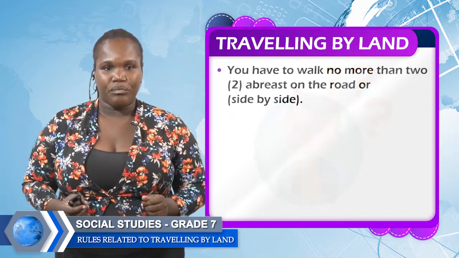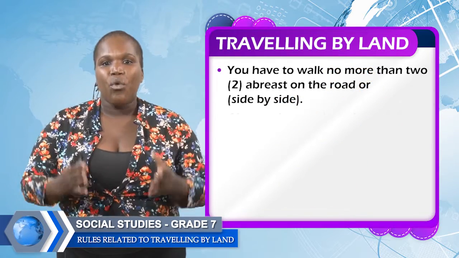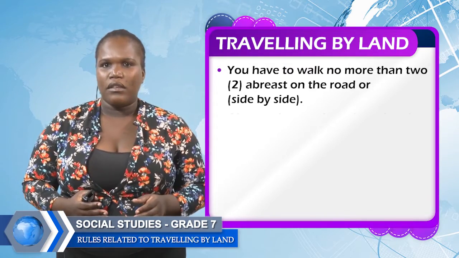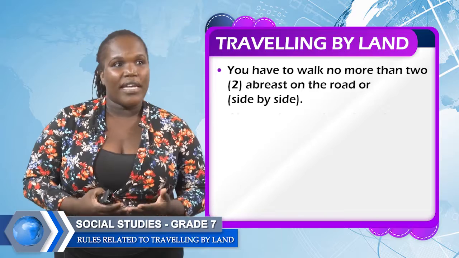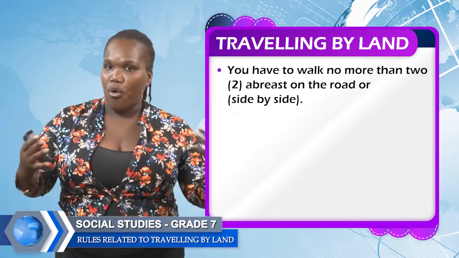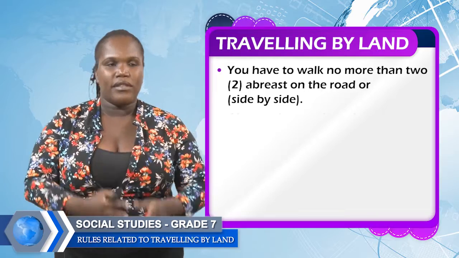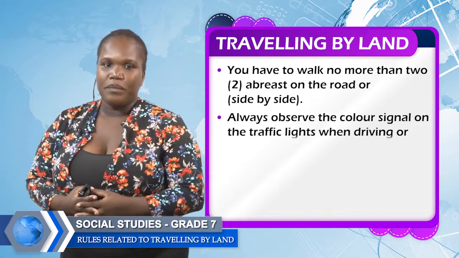Here are a few. 1, you have to walk 2 abreast on the road or side by side. Sometimes we see persons walking 3, 4 in a row. That's not acceptable, right? So it's 2 abreast or 2 persons, right?